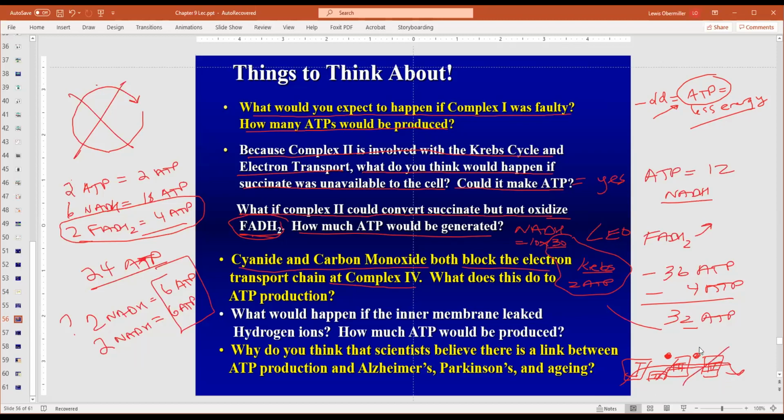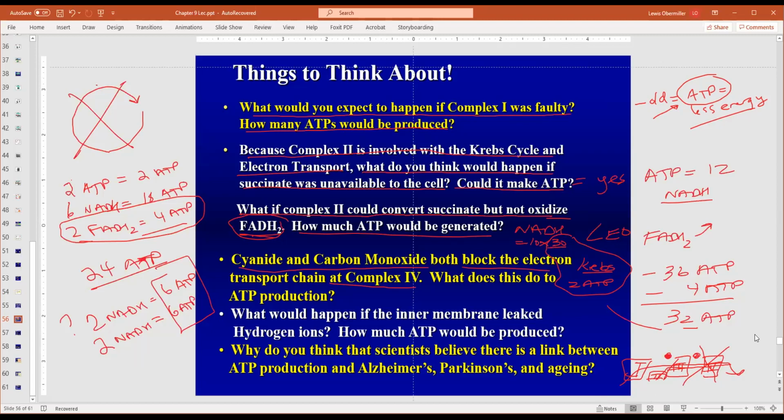So what if complex 4 is broken? What happens to electron flow? What if I cut your vacuum cleaner cable? What would happen to the electron flow? It would stop flowing. Right. And so how many ATPs would we make then?